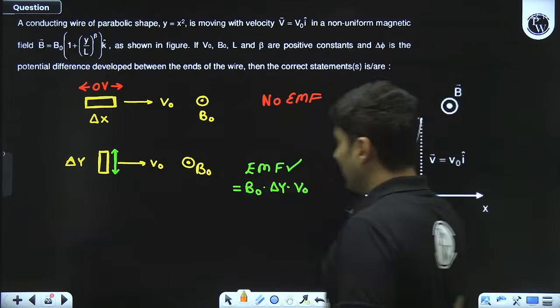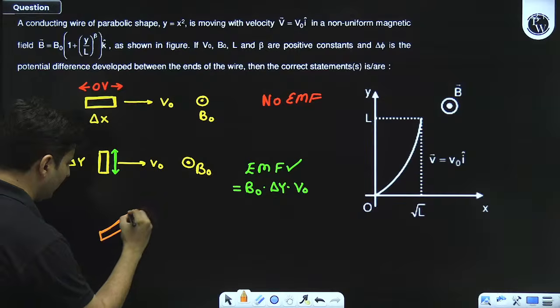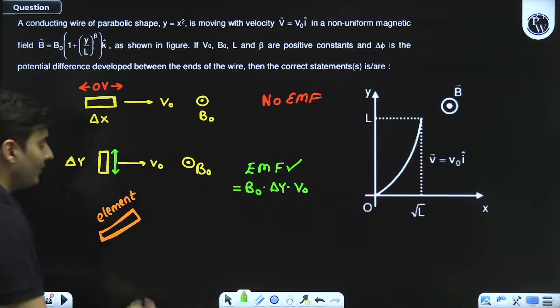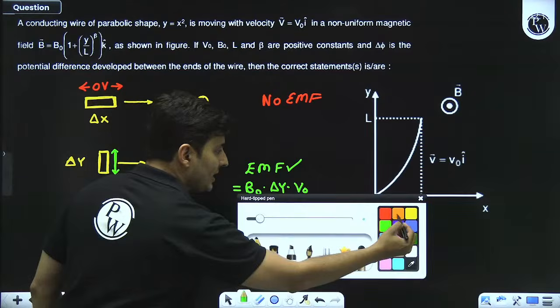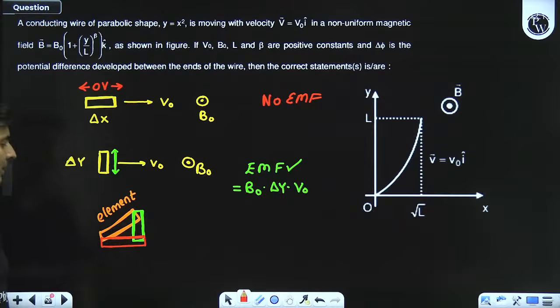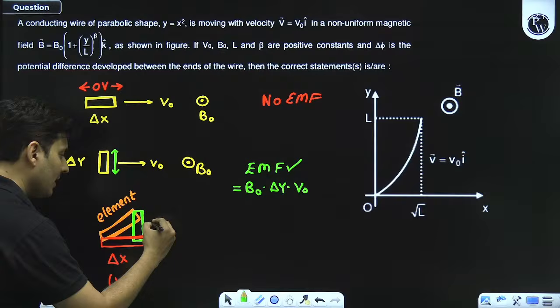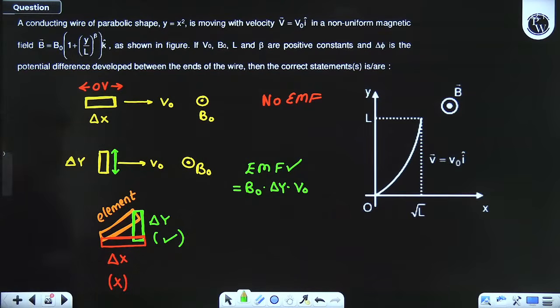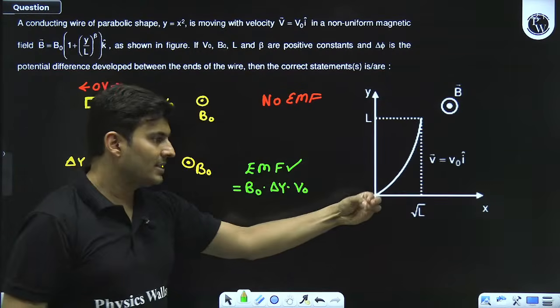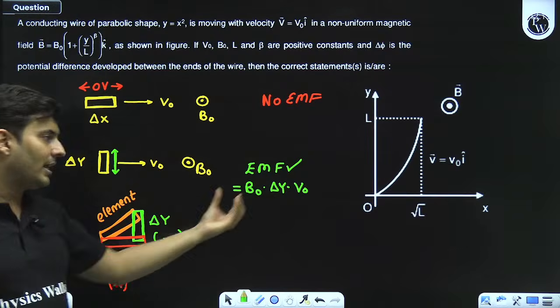So this means if I take any curved element, a small part of the curved wire, then the element's vertical component is the one causing the EMF and not the element's horizontal component. So delta X is not contributing, whereas delta Y is the one which is contributing. No matter what the shape is, the magnetic field is always towards you and the velocity is always like this. So no matter what the shape is, the Y components of the elements are contributing to the EMF, not the X components.